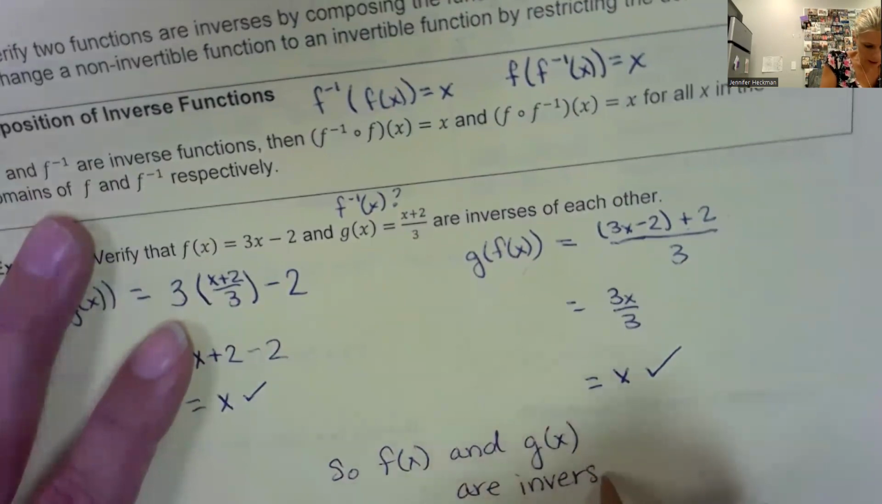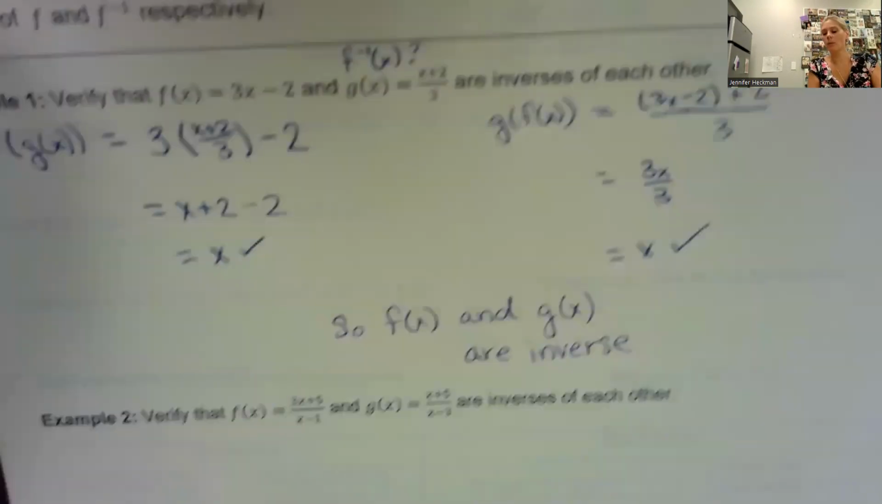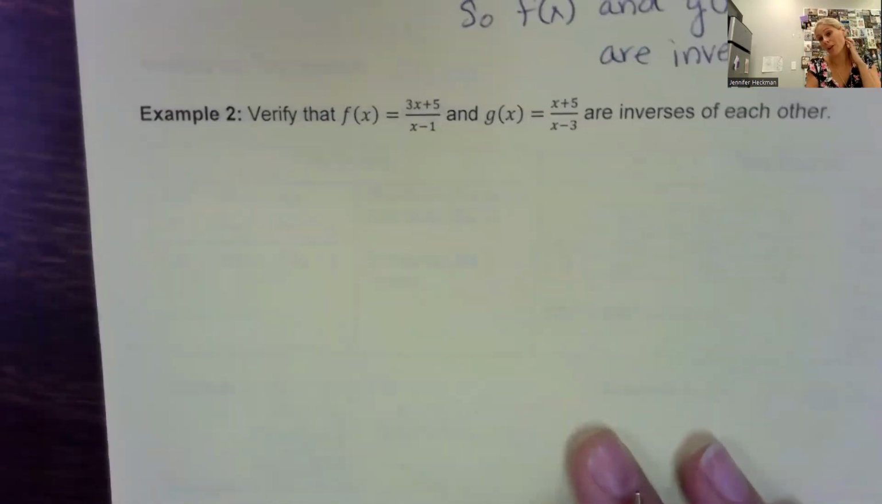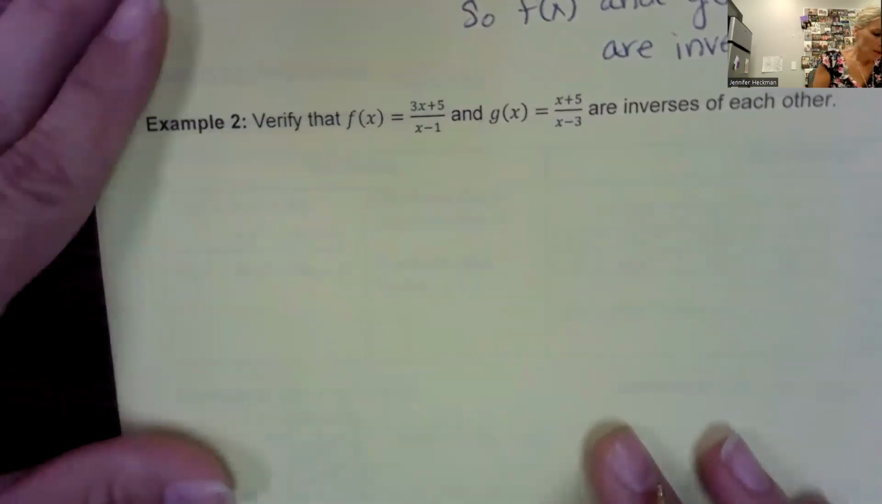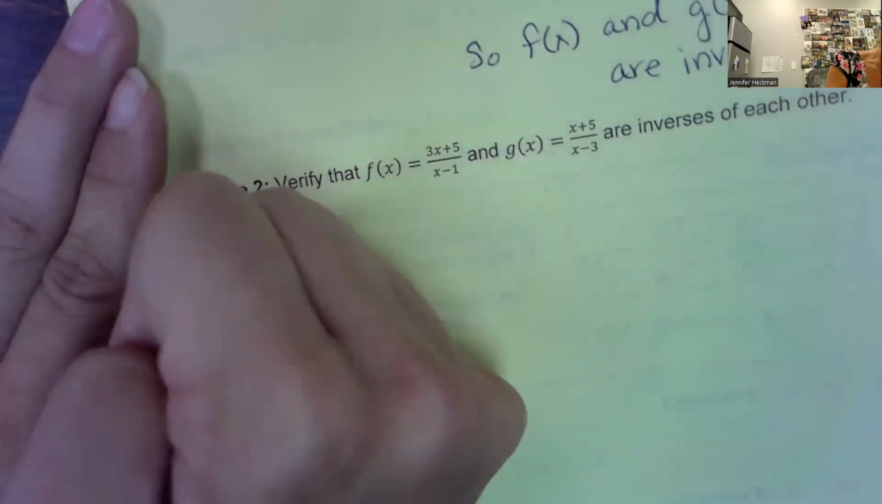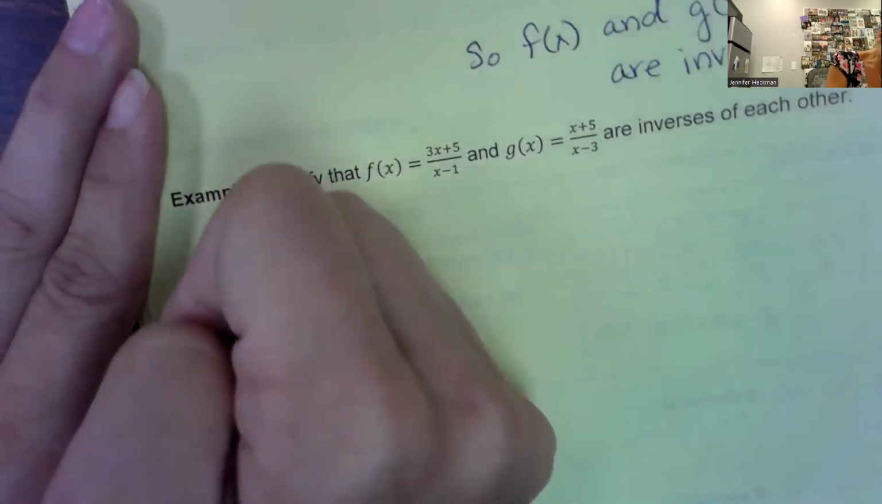All right, let's check the other one. These look a little bit more complicated, so be careful on your algebra, because when I was doing this, I made a simple mistake. Okay, so let's do the same thing. Let's do f of g on this side.